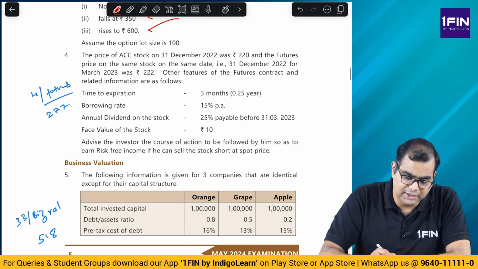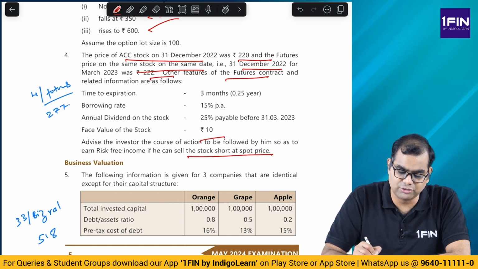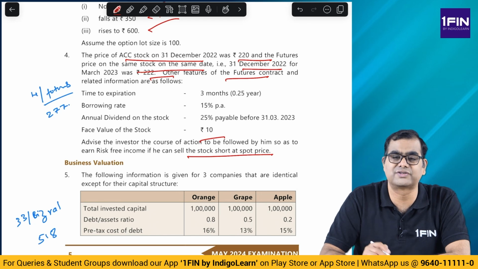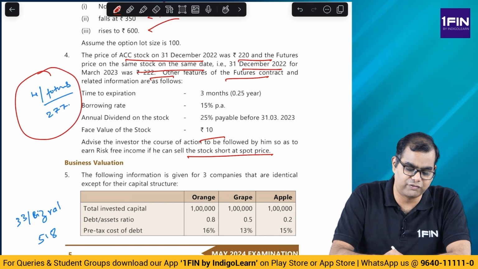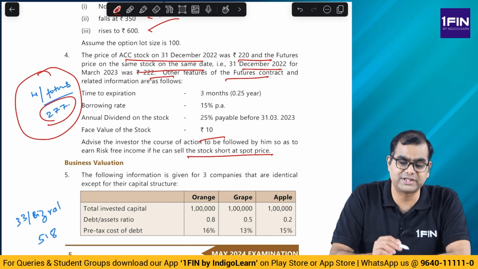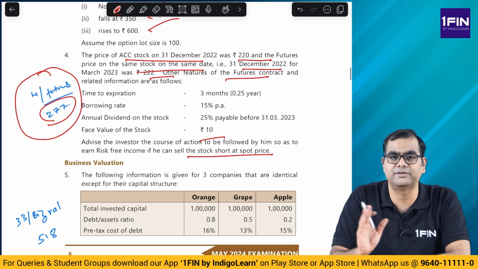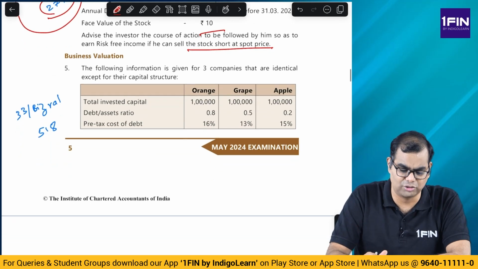Then, price of ACC stock was 220, futures in the same stock on the same date for March was 222, other features are so and so, advise the investor on a course of action so that they can earn risk free income. This is almost the same, there is a small number change. This is question number 4 from the derivatives futures part, page number 277 in the particular book we have. This is the same page number even in the physical book, so don't bother.